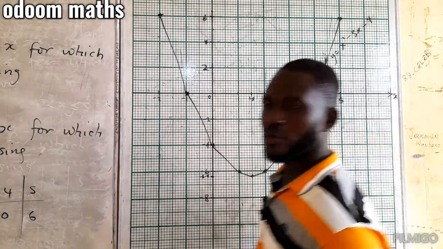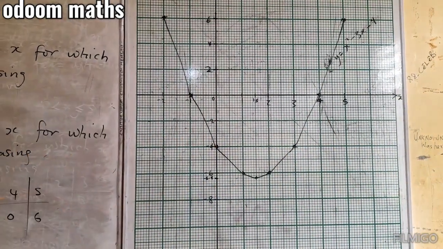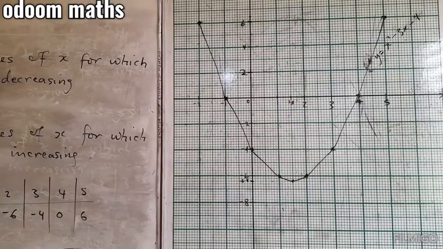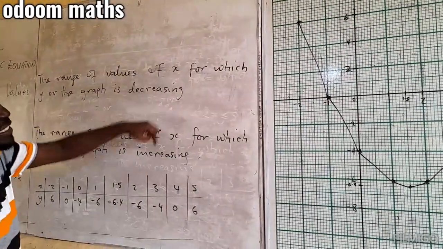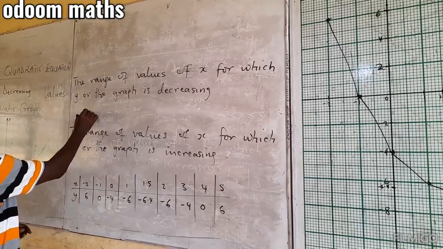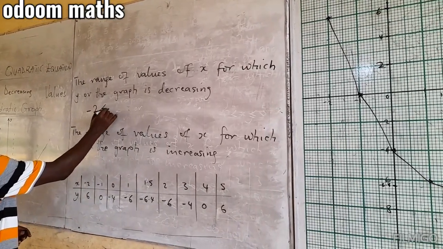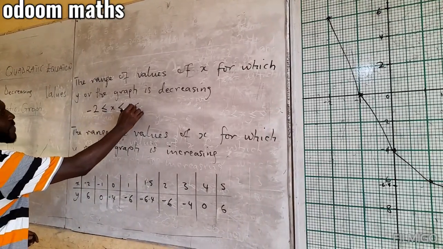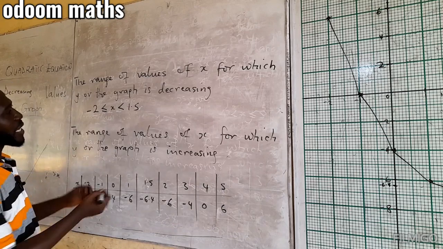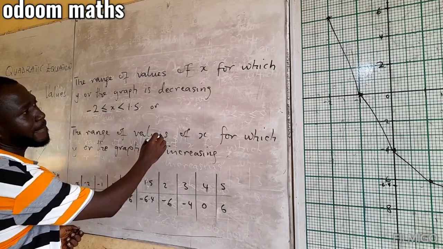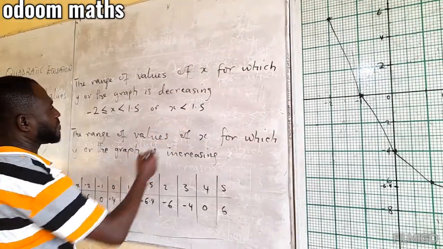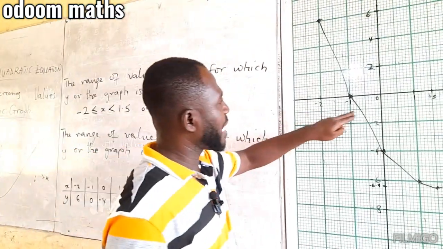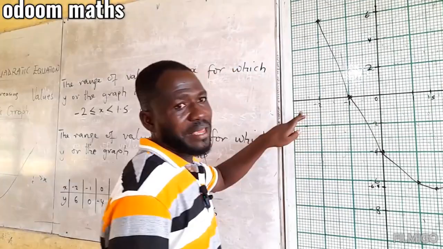Okay, so according to our graph, the range of values of x for which y or the graph is decreasing, that is -2 less than or equal to x less than 1.5. Or we can also say x is less than 1.5 because the values from here up to 1.5 are all less than 1.5.